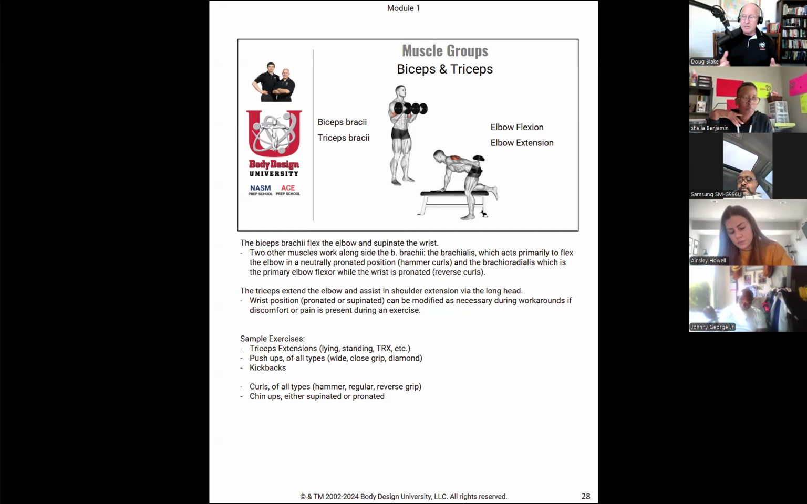So extension, from a kinesiological perspective, is when the angle between two bones or body segments, in this case, right? The forearm is actually two bones, increases. So flexion, decreasing angle; extension, increasing angle. That's the strict definition of extension.